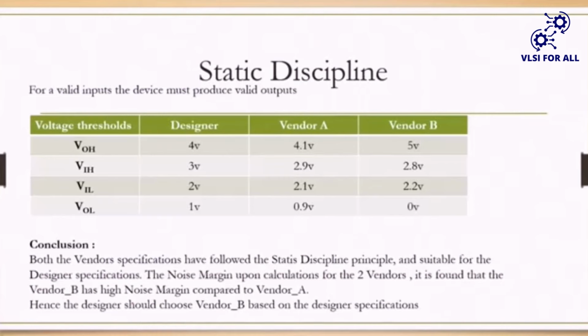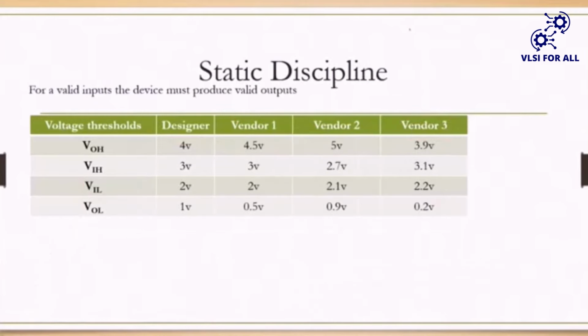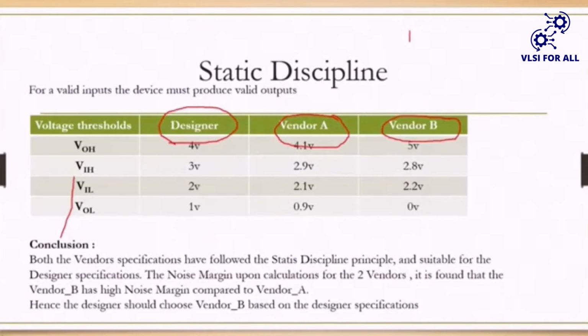Here, let's assume our design follows one static discipline and we want to hire some elements from outside vendors. This is our designer, and there are two vendors, vendor A and vendor B. Now whom can you choose? Can you take vendor A or vendor B? How can you choose? Provided it satisfies the static discipline.